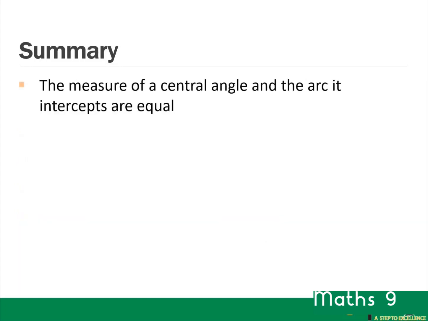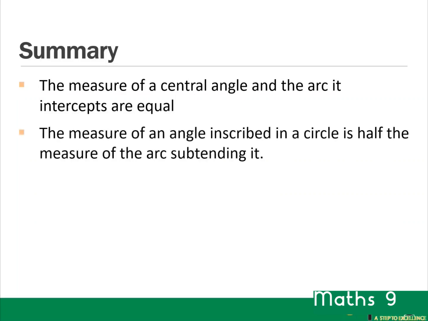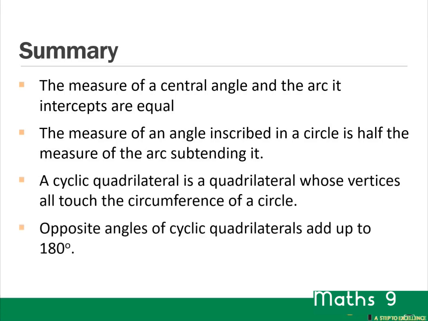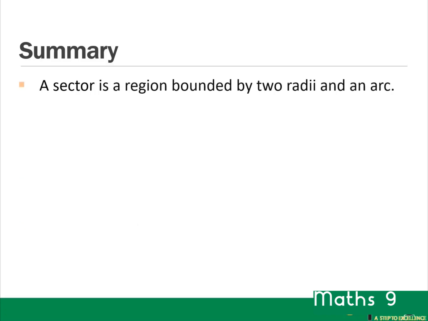The measure of a central angle and the arc it intercepts are equal. The measure of an angle inscribed in a circle is half the measure of the arc subtending it. A cyclic quadrilateral is a quadrilateral whose vertices all touch the circumference of a circle. Opposite angles of a cyclic quadrilateral add up to 180 degrees. A sector is a region bounded by two radii and an arc.